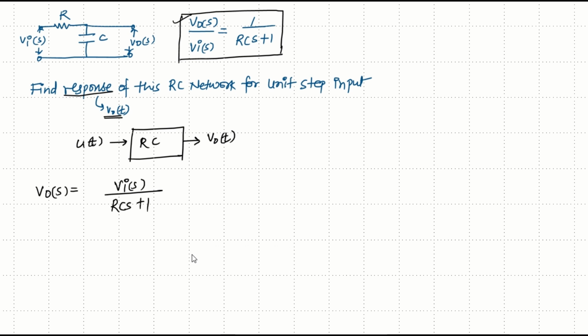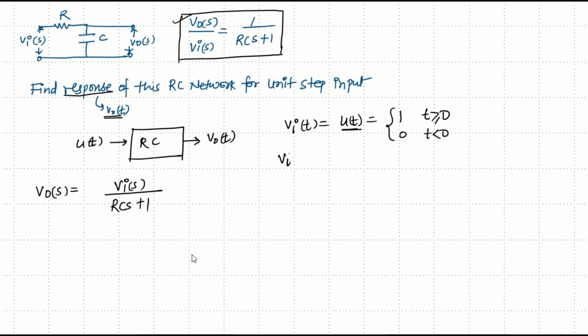Now we have applied the input Vi(t) equals u(t), which is 1 for t greater than or equal to 0, and for t less than 0 it is 0. We already discussed that the Laplace transform of u(t) is 1 by s.